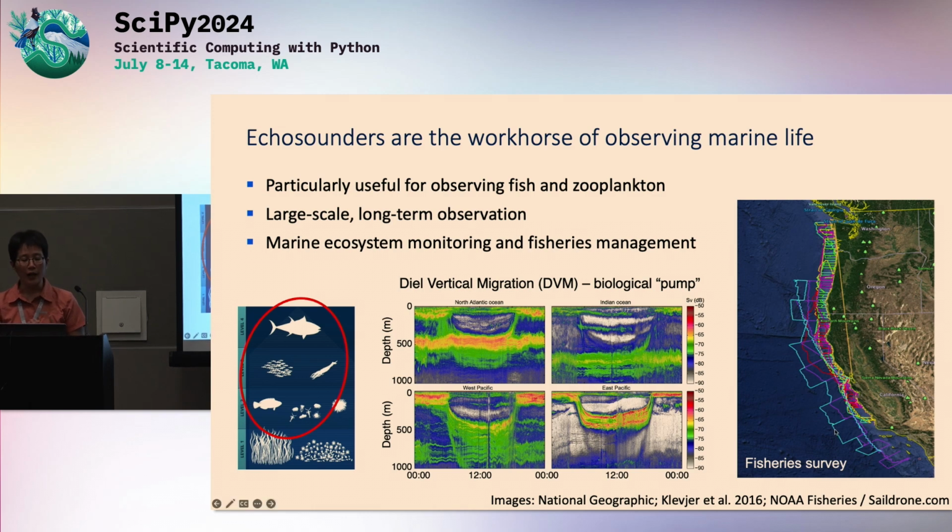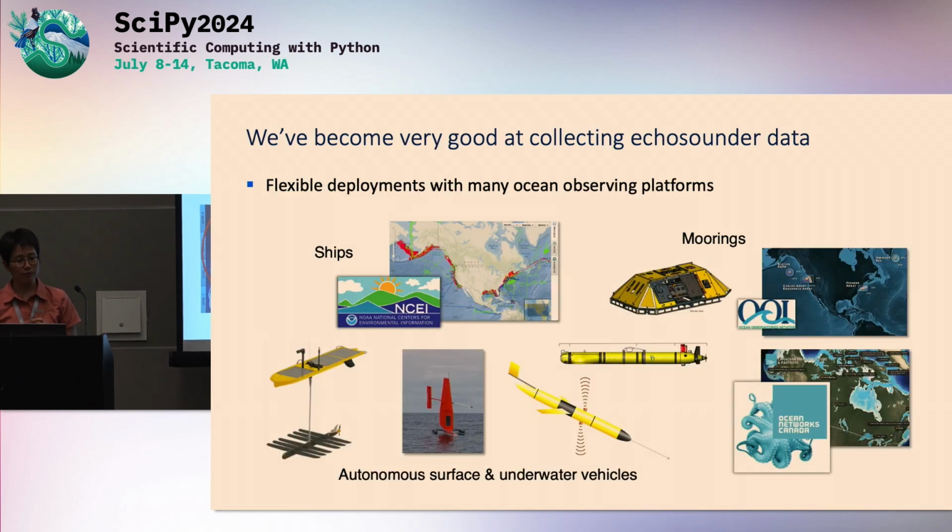On the right-hand side, I just wanted to illustrate how this looks in a fishery survey. They can cover the entire west coast of the US, right? So this is the type of scale we're talking about in terms of echosounder observation.